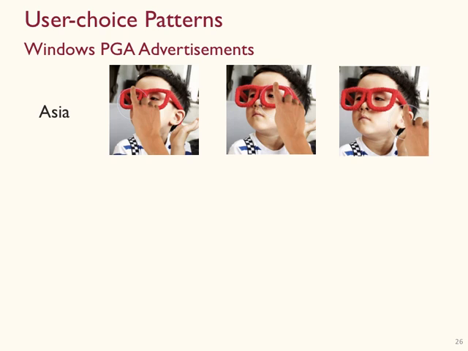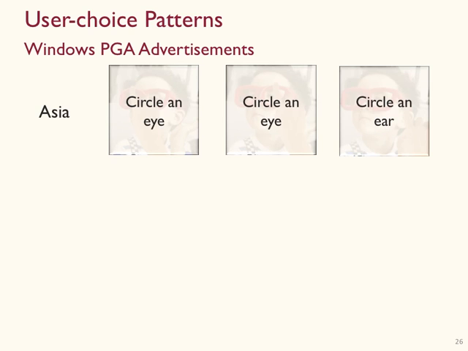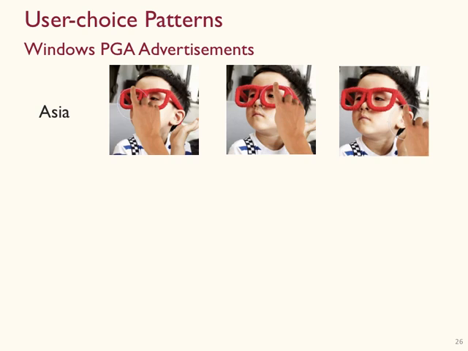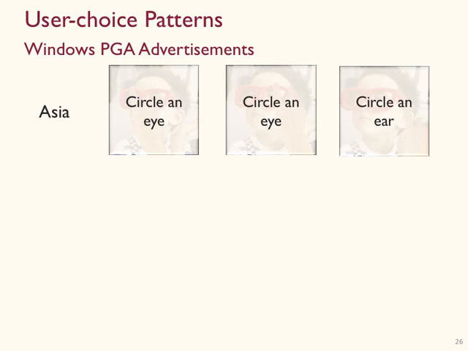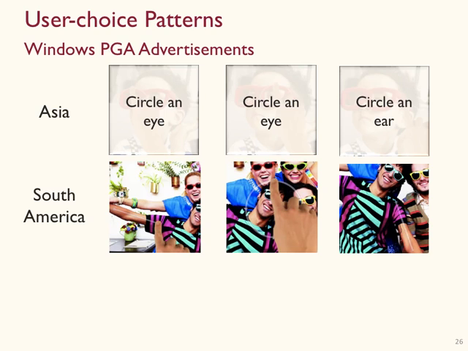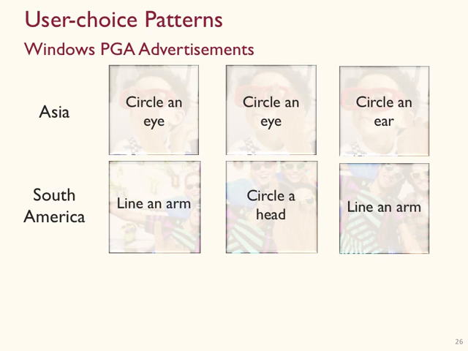So we also look at the Microsoft advertisement. This is the advertisement Microsoft broadcast all over the world to promote their picture password, to say this is secure. In their advertisement in Asia, the password they chose has a boy's portrait. Then there is a circle and eye, circle and eye, circle and ear. So basically there are 3 gestures: circle and eye, circle and ear. So it uses some kind of facial landmarks there. And in South America, the advertisement they are using is line and arm, circle a head, line and arm.